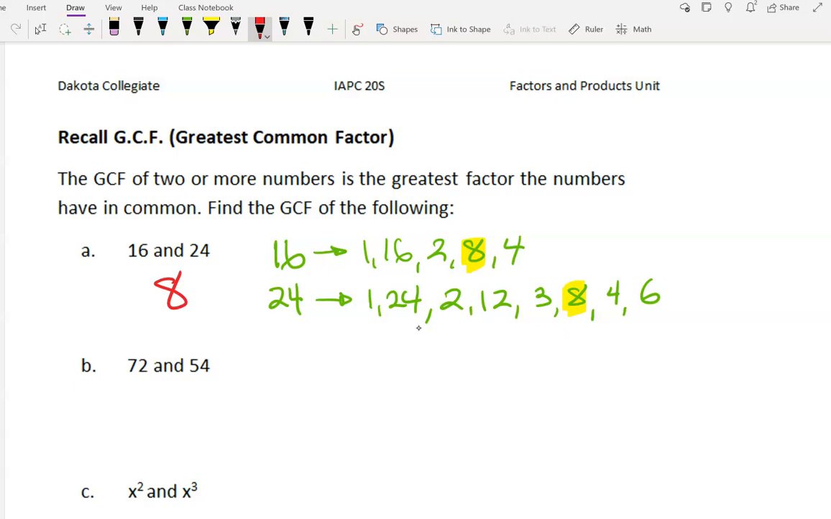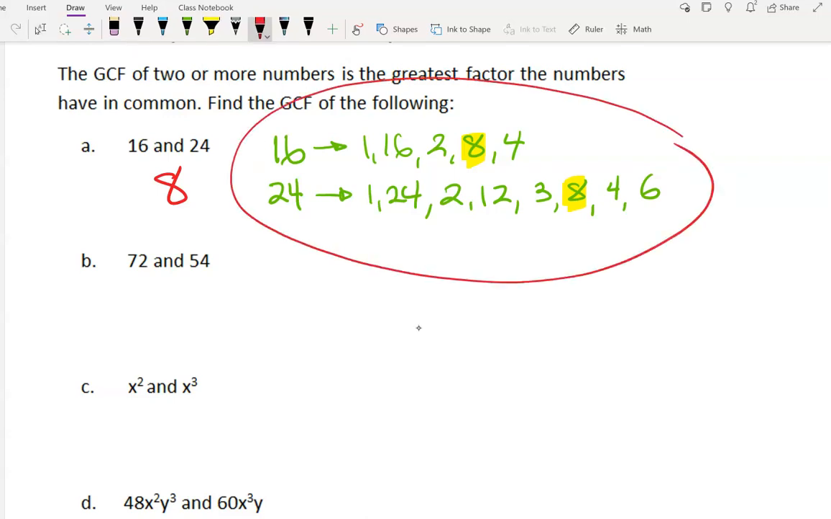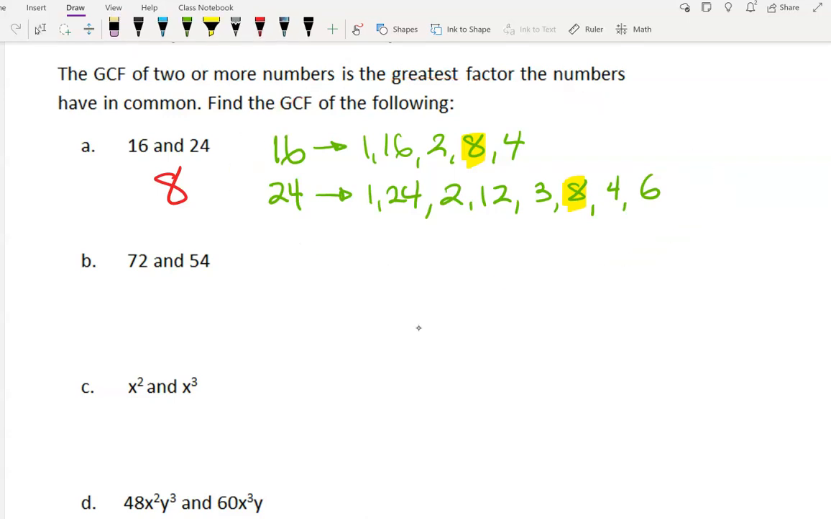I think most of you probably could see that right off the bat, that 8 is the biggest number that goes into both. Now for 72 and 54, maybe that's a little harder. So I'm going to show you a couple of ways to do this. The first way would be to just start listing the factors. I think that's a great strategy. Here's another strategy, and that's to use prime factorization.